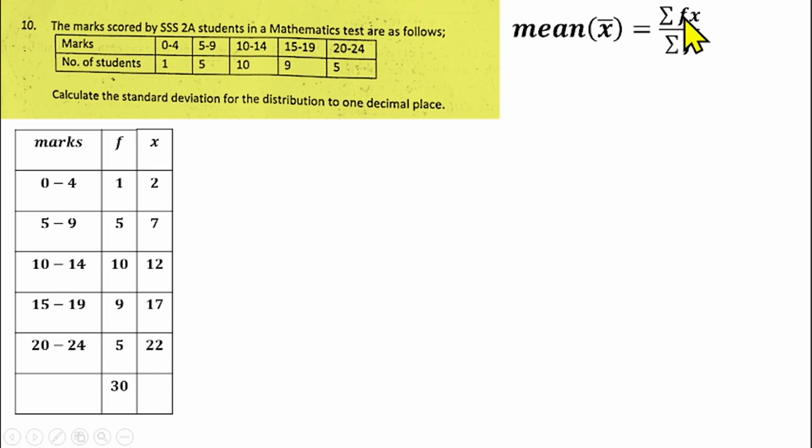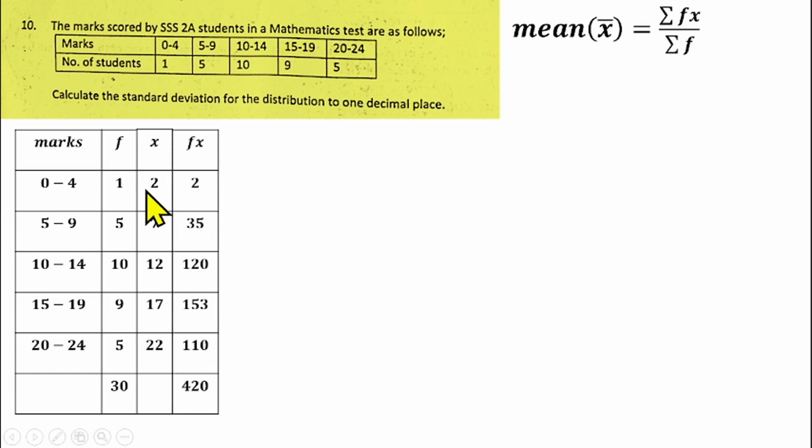Then we need to find fx. That is, we need to multiply our frequency and x together. So 1 times 2 gives us 2. Then 5 times 7 gives us 35. 10 times 12 is 120. 9 times 17 is 153. 5 times 22 is 110. Then we need to sum fx together, summation. So summing this together gives us 420.